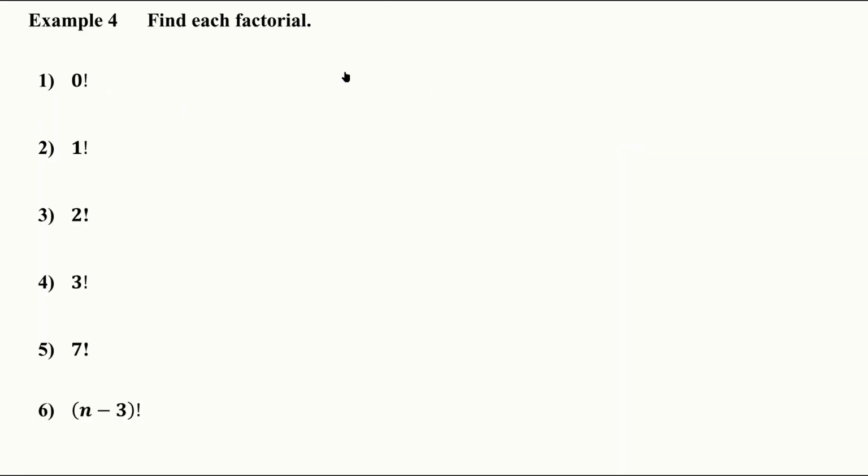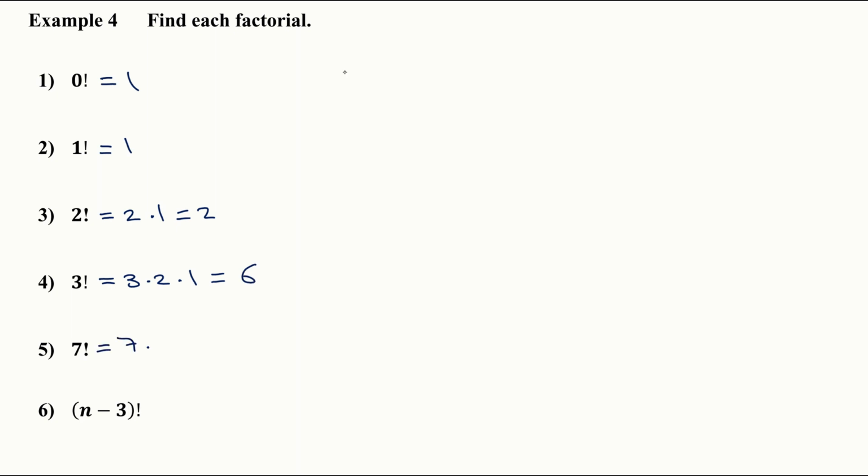Next, we want to find these factorials. So 0 factorial, as we just discussed, is 1. 1 factorial is just going to be 1, because what comes after 1? We stop with the natural number 1 when we do a factorial. So that's where it's going to end. It's just going to be 1. 2 factorial is going to be 2 times 1, which is 2. 3 factorial is going to be 3 times 2 times 1, which is 6.